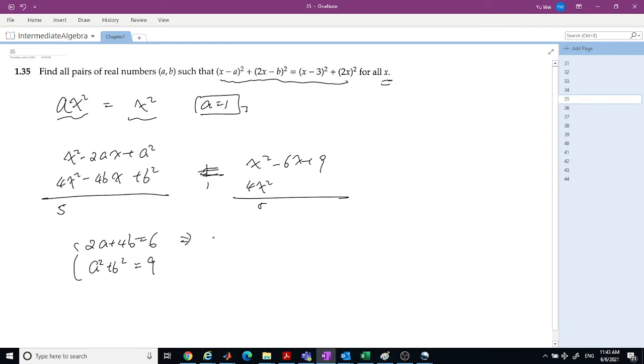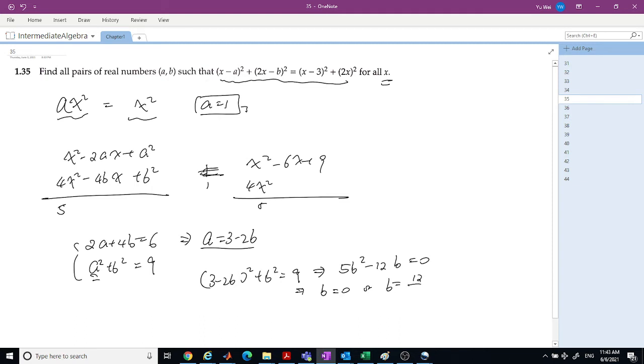From the first one, we know a equals 3 minus 2b. Then we substitute here to get a quadratic, okay? So (3 minus 2b) squared plus b squared is equal to 9. Now we have 5b squared minus 12b plus 9, right, equals 0. So we know b either equals 0 or b equals 12 over 5.